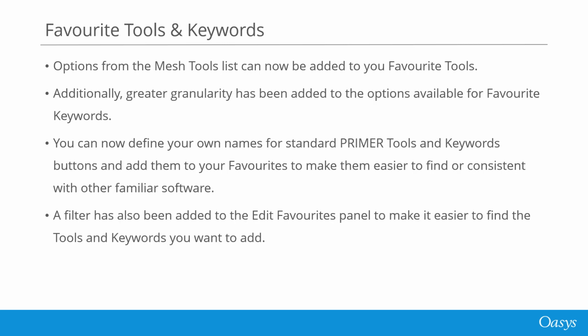We have expanded options supported by Favorite Tools to include Primer's mesh tools. We have also expanded the options supported by Favorite Keywords to include all sub-keywords. It is now possible to define alternative display names for our standard tools and keywords buttons for your favorites.